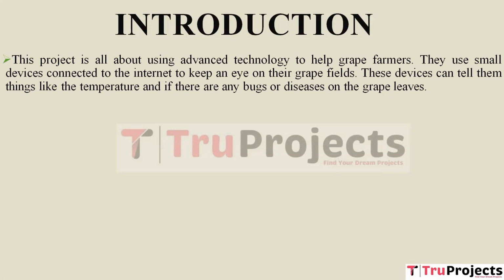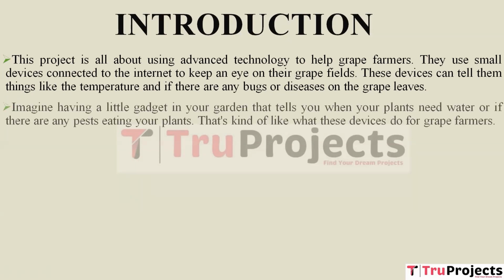These tools can provide information on the temperature and the presence of pests or diseases on grape leaves, among other things. Imagine having a small device in your garden that alerts you to the need for watering or the presence of bugs that are eating your plants. This is similar to what these tools accomplish for growers of grapes.